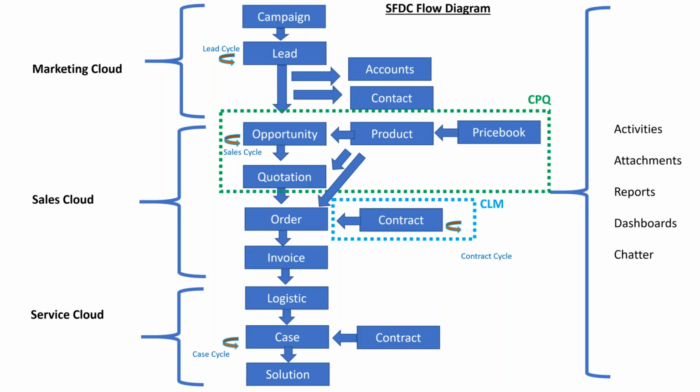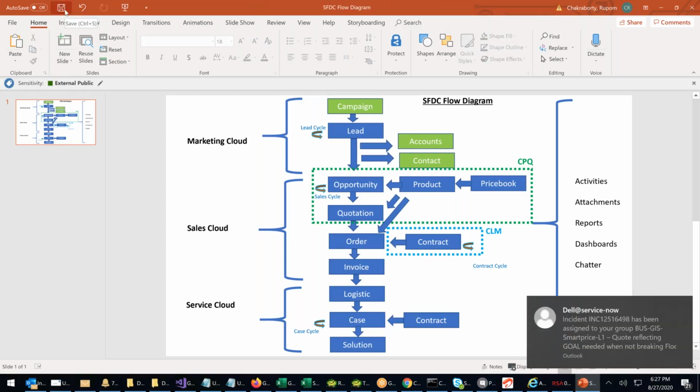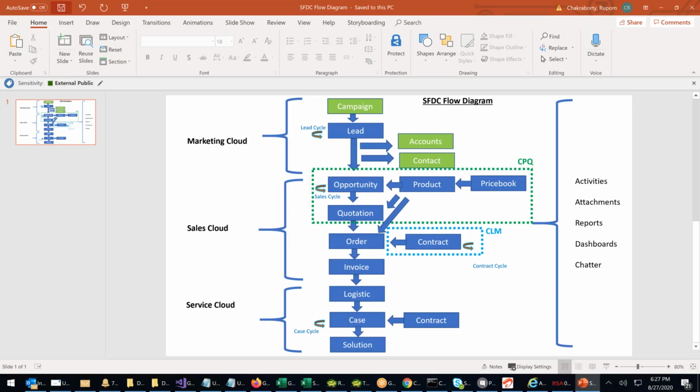Done, guys? Now tell me, what other things have we completed here? We have completed accounts. Whichever we completed, I'm changing it to green. We completed contacts. We completed campaign. Whatever I'm finishing, I'm just changing it to green color. So today we have seen campaign.